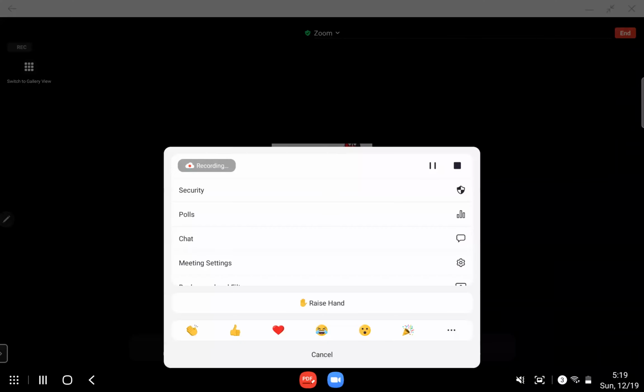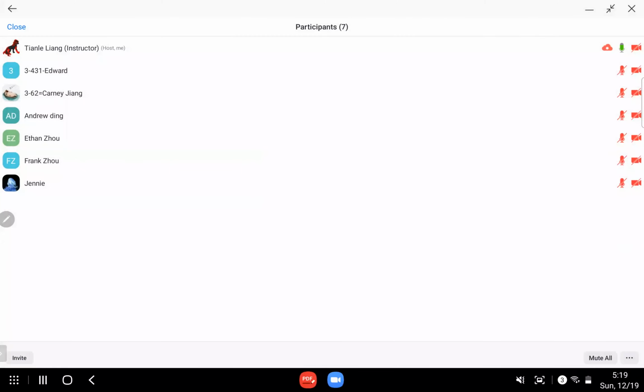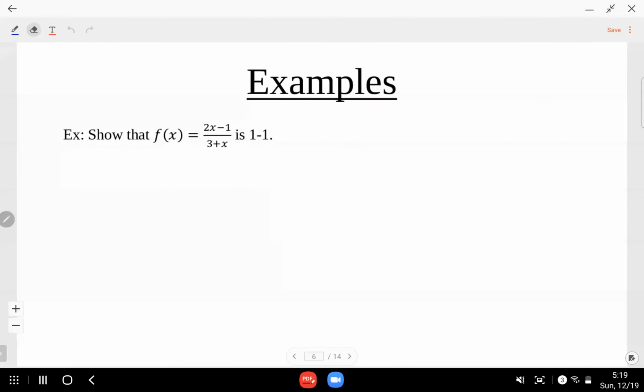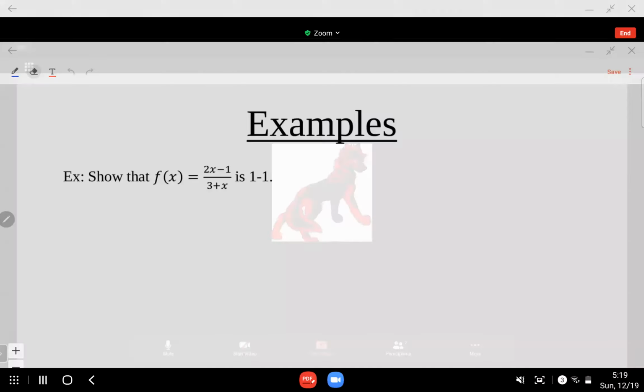All right. So, are there any answers yet? Okay. If there are no answers, then I will walk you through this. Hold on. How do I get rid of this? All right. So, show that f of x equal to 2x minus 1 over 3 plus x is 1-to-1, right? So let's use the same method we did earlier, right? So our proof. This is our proof.